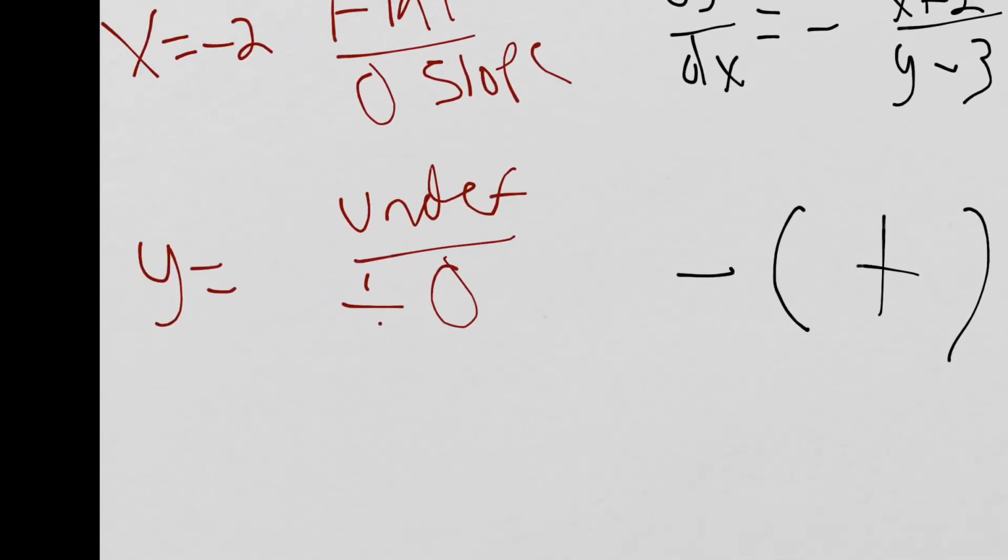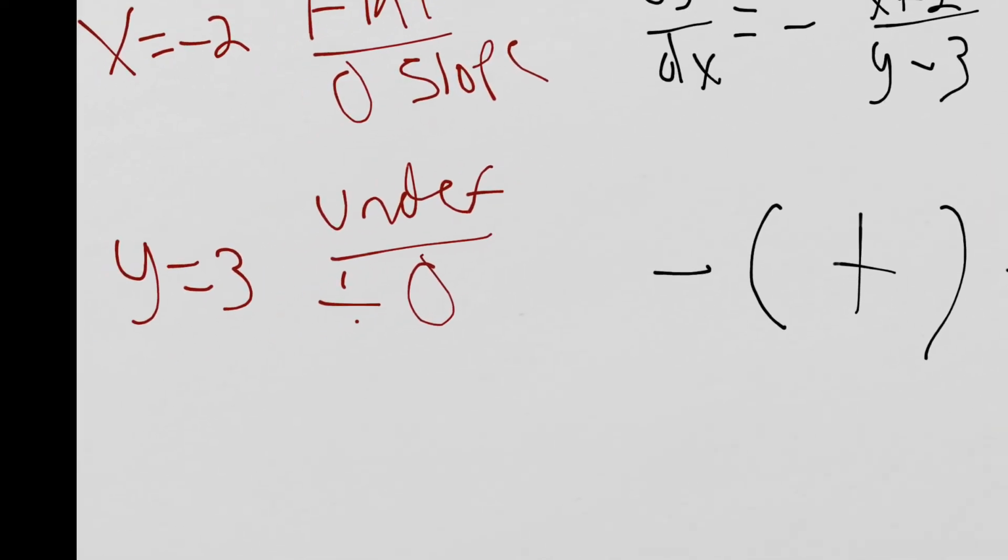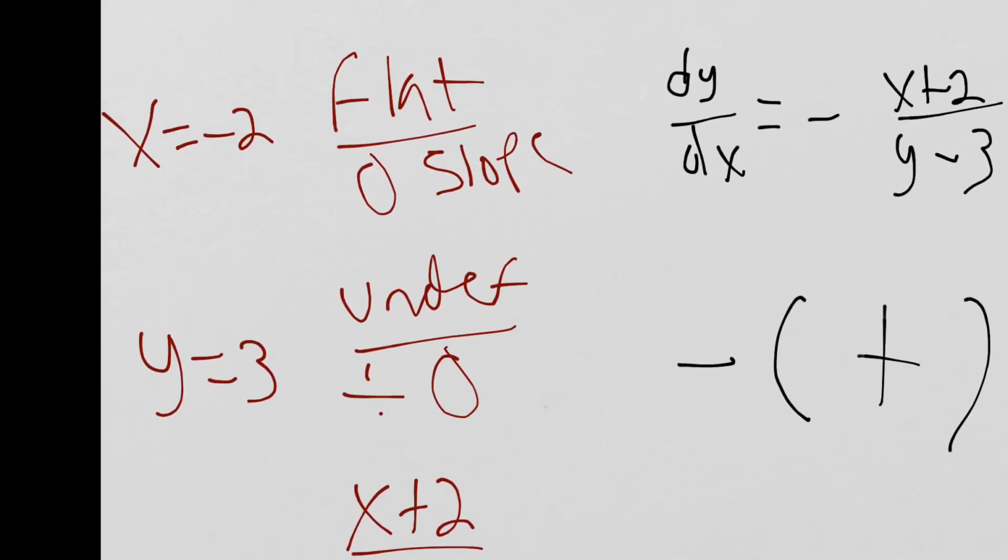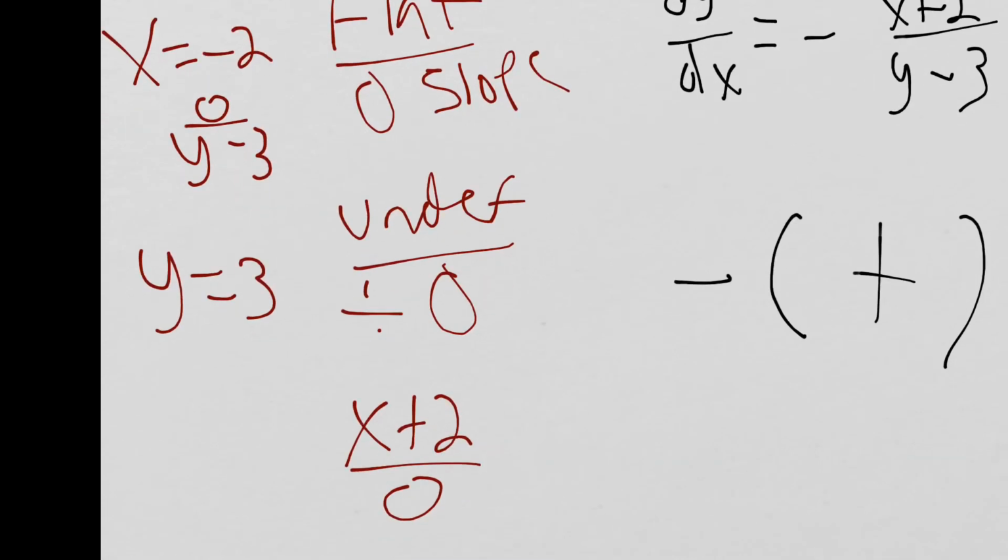And what's going to make it undefined is when the denominator is equal to 0, and that's going to be when y equals 3, because then we're going to get (x + 2) divided by 0, whatever x ends up being. For the flat slope, we're going to get 0 divided by (y - 3). So this slope ends up being 0, and this slope ends up being undefined.